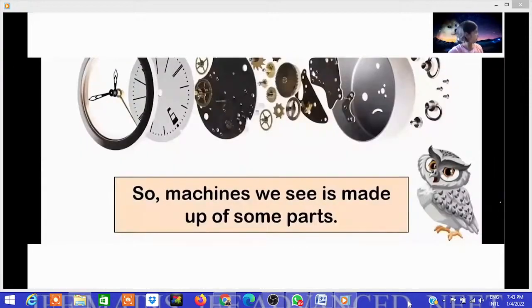Very good. If we just look at the watch, have you ever opened a watch and seen all these materials? No, I've not opened it, but if you open a small watch you can see all these minute things. Only if you have all these things can you wear a perfect watch at your home or some place. See how minute, very small things, and the plates and all, right? So machines we see are made up of some parts.